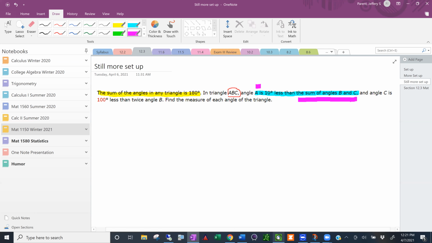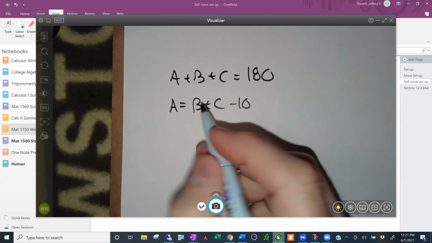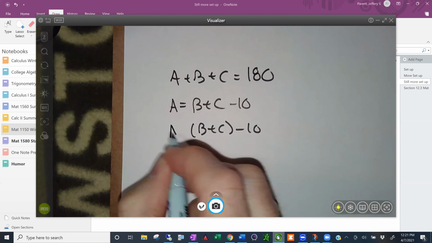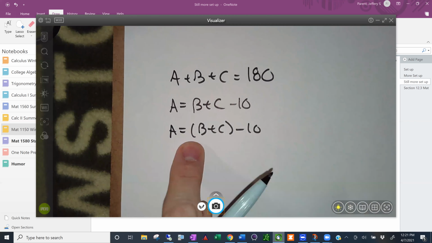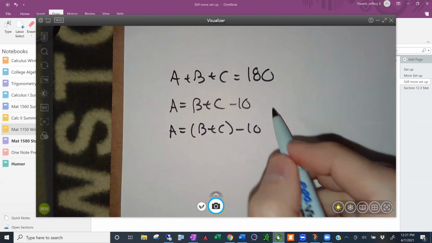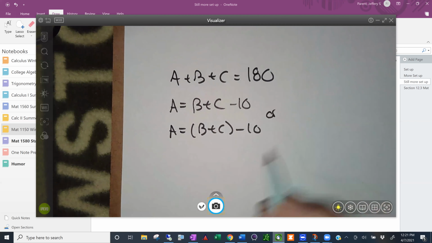Oh, that's a great question. If I put it in parentheses, it would still be the same because there's no coefficient here that's multiplying this. So either would be fine. No preference on that. Thank you.